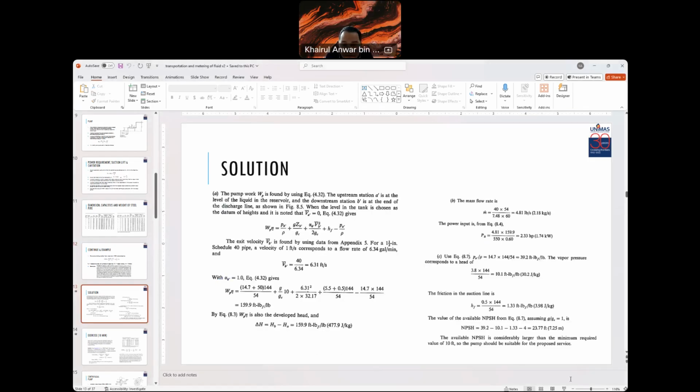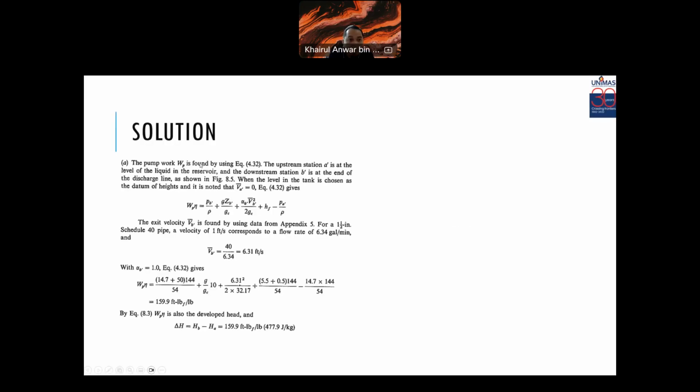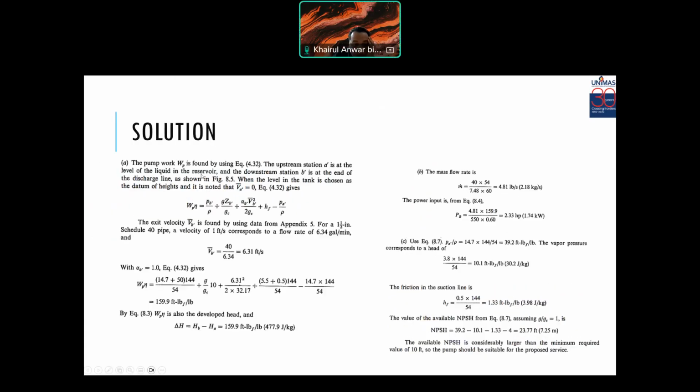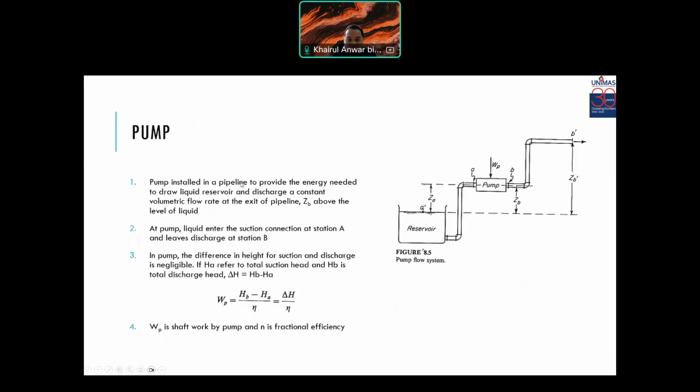So refer to question 4.32. The upstream section A is at the level of the liquid in the reservoir, and the downstream section B is at the end of the discharge line, as shown in figure 8.5. From here, the pump goes to B, from bottom to top.